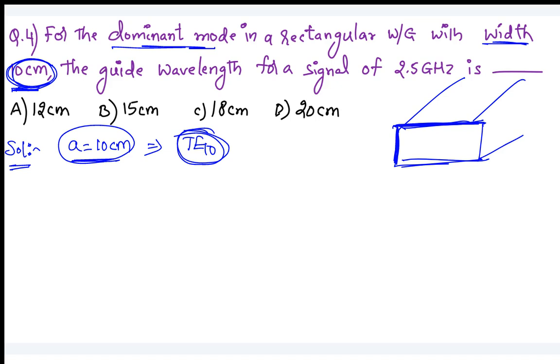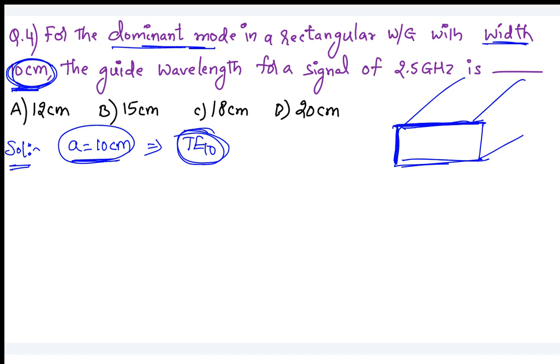Then first of all, calculate the cutoff frequency. Here we cannot directly do the same way, that is, d is equal to lambda g by 2. It's not lambda g, right? It is the cutoff wavelength. Guide wavelength is different. So first of all, tell me what is the cutoff frequency you got.